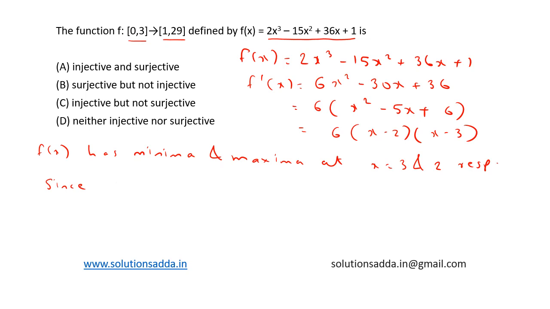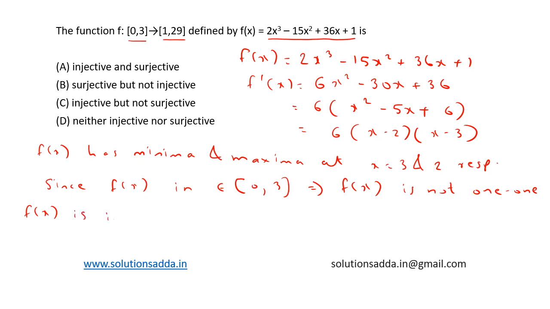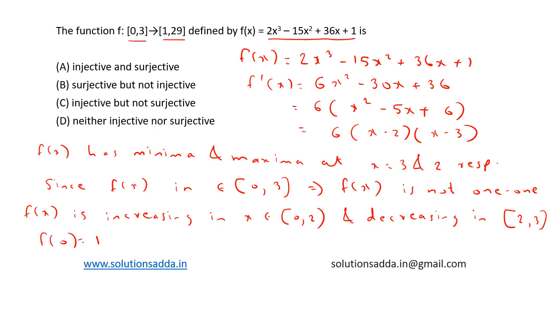Since f of x is non-monotonic in 0 to 3, we can say that f of x is not 1-1, and f of x is increasing in the range of x from 0 to 2 and decreasing in 2 to 3, as f of 0 is equal to 1 and f of 2 is equal to 29 and f of 3 is equal to 28.